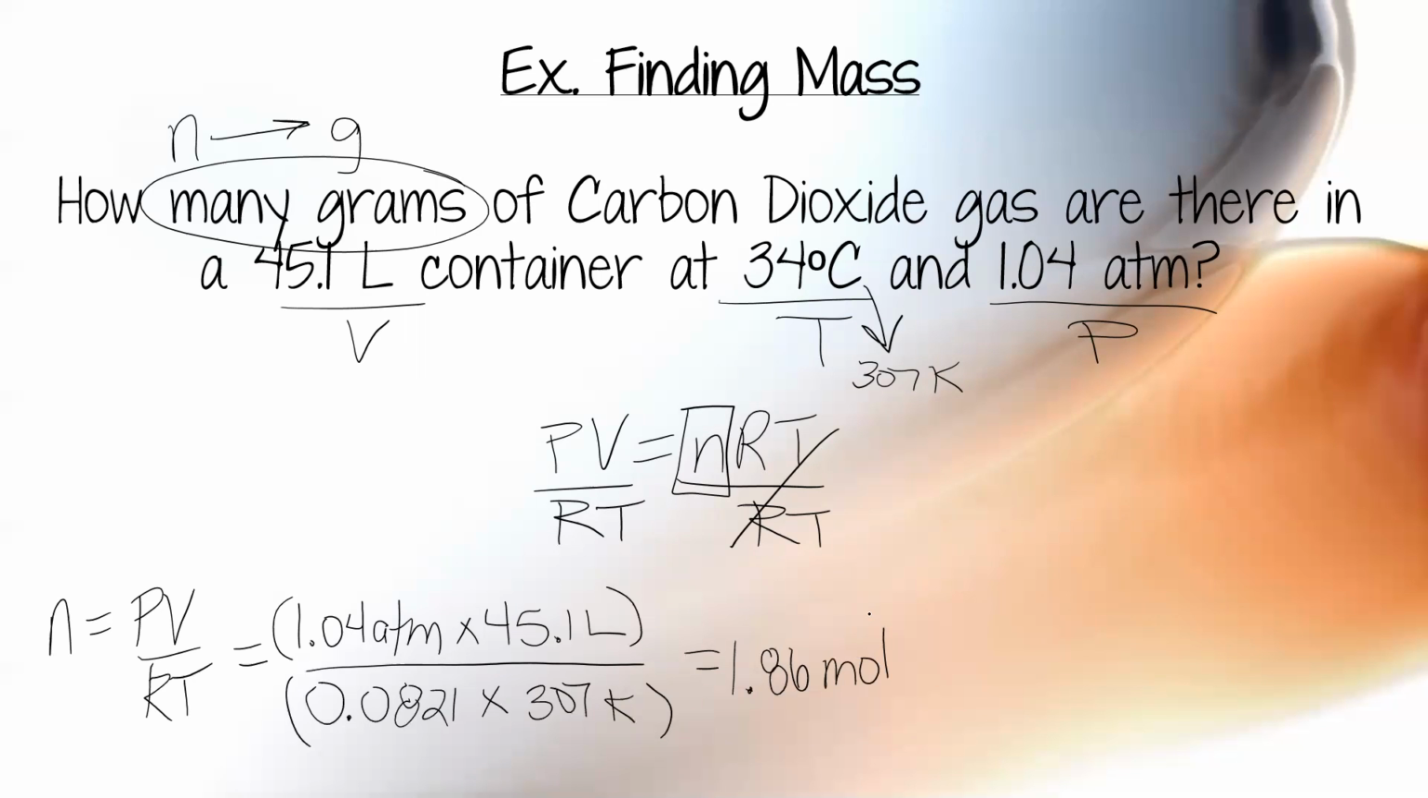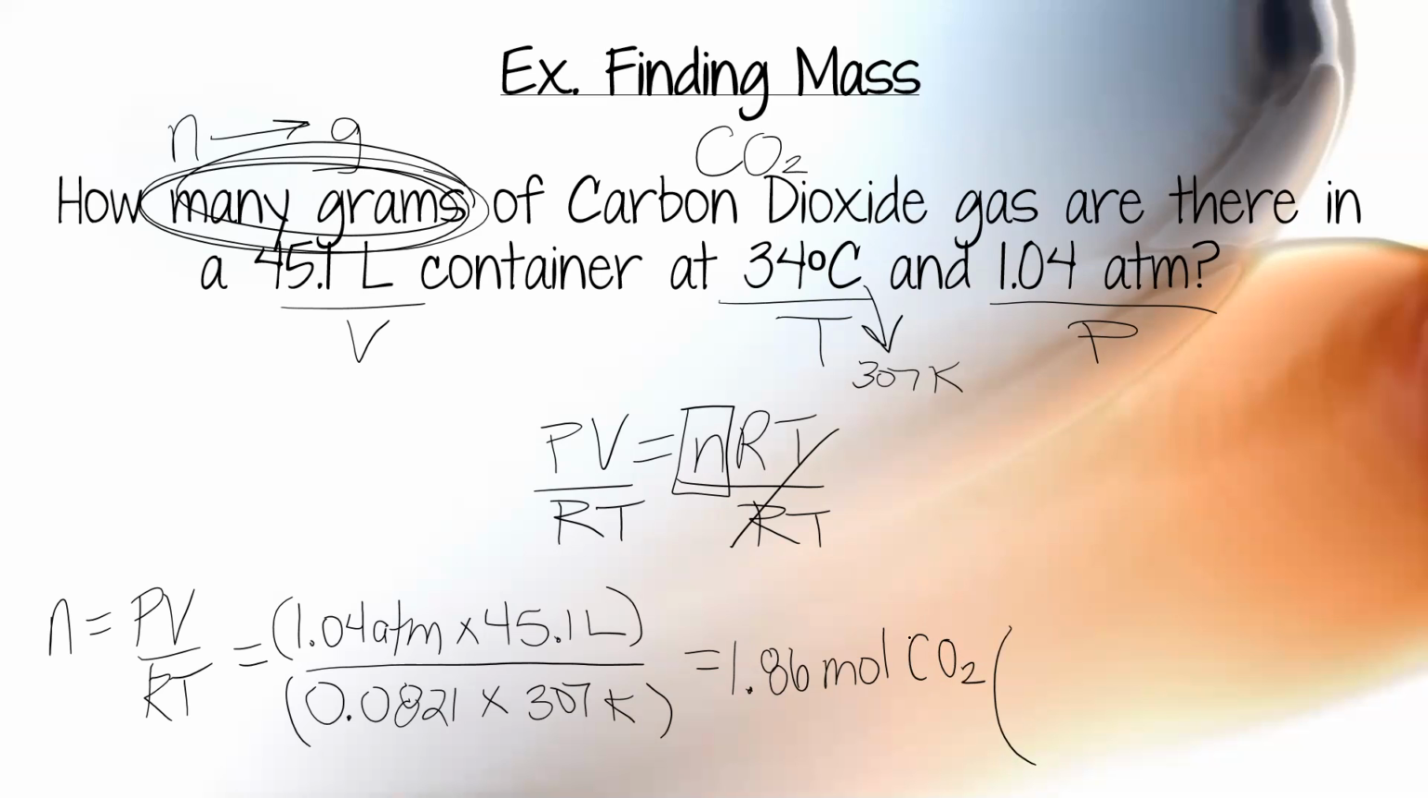Now I have to convert moles to grams because the problem says how many grams. Okay, first off, what is carbon dioxide? It's a prefix compound. You do not have to check the charges. So it's just 1 carbon and 2 oxygen, CO2, carbon dioxide. No checking of charges. Okay, so 1.86 moles of carbon dioxide.